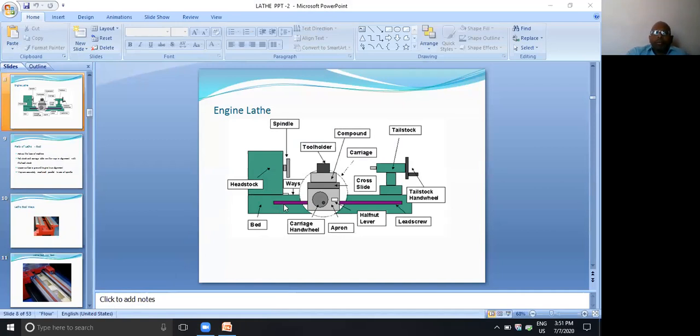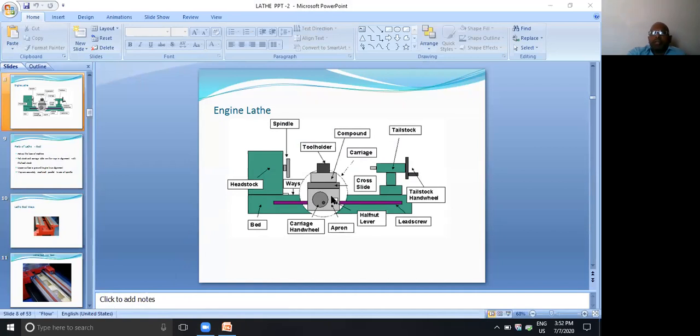So bed, once again just the review. The bed carries the total parts of the lathe, that is the headstock, tailstock and carriage. The carriage consists of tool post, compound rest and cross slide. These three elements are mounted as an integrated part, and it is called the carriage.